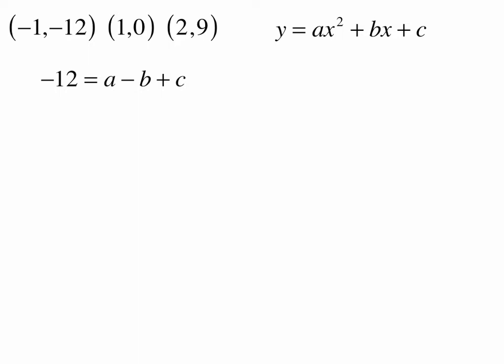At any time, you can stop the video and try to write the next two equations by yourself. The second equation that we're going to write is using the point (1, 0). So for the y value, it's 0. For the x value, it's 1, and you should get 0 equals a plus b plus c. And then the third point, (2, 9), again, the y value is 9, the x value is 2, and if you plug it in, you should get 9 equals 4a plus 2b plus c.